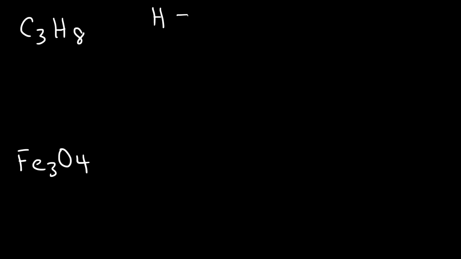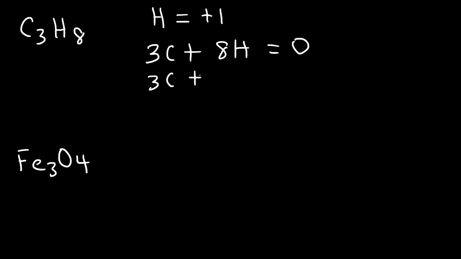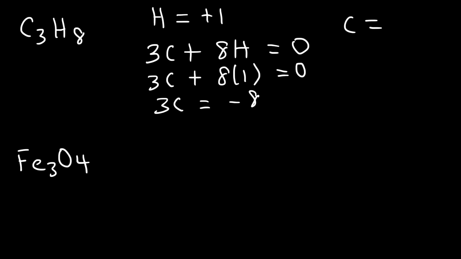Now sometimes you might have elements that have an average oxidation state that's not a whole number. Let's try these two, C3H8 and Fe3O4. In this example, hydrogen is less electronegative than carbon, so it's going to be positive 1. So if we write the formula, 3C plus 8H is equal to 0. So that's going to be 8 times 1. And if we subtract 8 from both sides, 3C is equal to negative 8. So carbon, on average, has an oxidation state of negative 8 over 3.